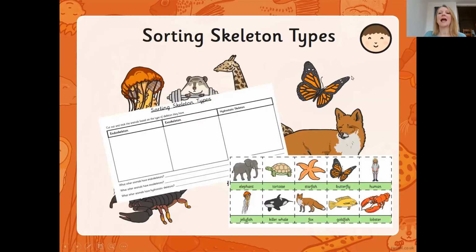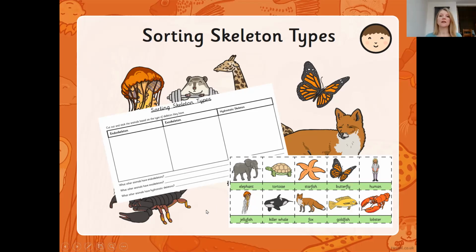Okay, so here's your activity today. This is on your daily post. So you've got a table here, and at the top it says endoskeleton, exoskeleton, hydrostatic skeleton, and these little pictures, all these different animals, you need to cut them out and then put them in the right place here. So if you were looking at the elephant, first of all, I think we've met him on these slides before. So an elephant, does he have an endoskeleton, an exoskeleton, or a hydrostatic skeleton?